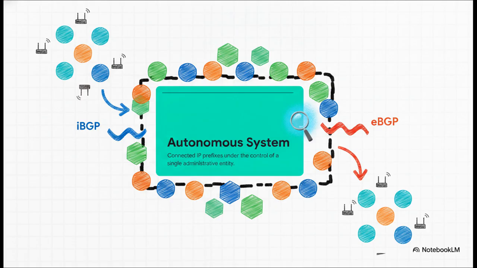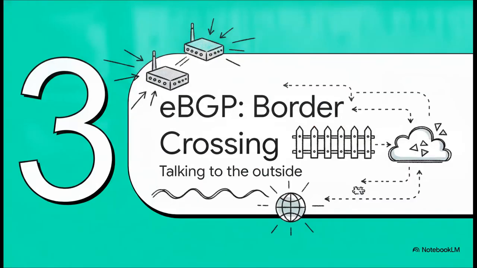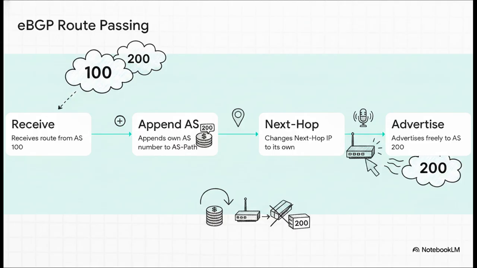When you configure BGP, the very first question your router asks itself is, am I talking to a router inside my own autonomous system, or am I talking to a router in a different one? With that in mind, let's look at the outside conversation first. In Section 3, eBGP, crossing the borders. External BGP connects different autonomous systems together.